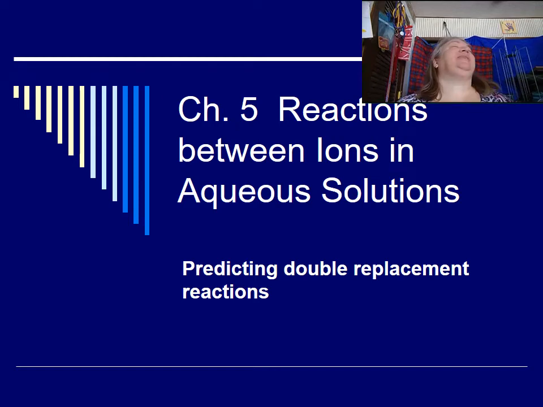All right, now we're to the point. We can actually predict what happens when we take two compounds and we react them together. This is called a metathesis reaction, and in particular, we're going to be looking to see whether or not a precipitate or a solid is going to form.